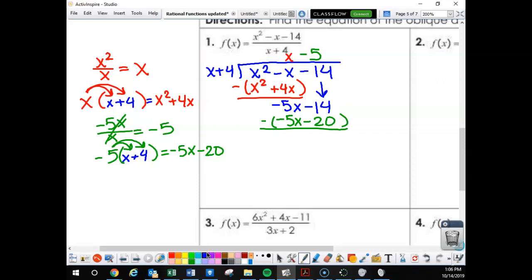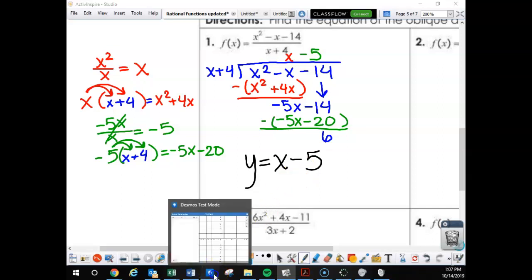So negative 5x minus negative 5x, that cancels out to 0, right? Because these two negatives become a positive. And then negative 14 minus negative 20, again, these two negatives become a positive. So 20 minus 14 would give me 6. So this is my remainder. I'm going to ignore the remainder, and whatever is left is the equation of my slant asymptote. So the equation of my slant asymptote is y equals x minus 5. So I'm ignoring that remainder, the 6 divided by x plus 4.